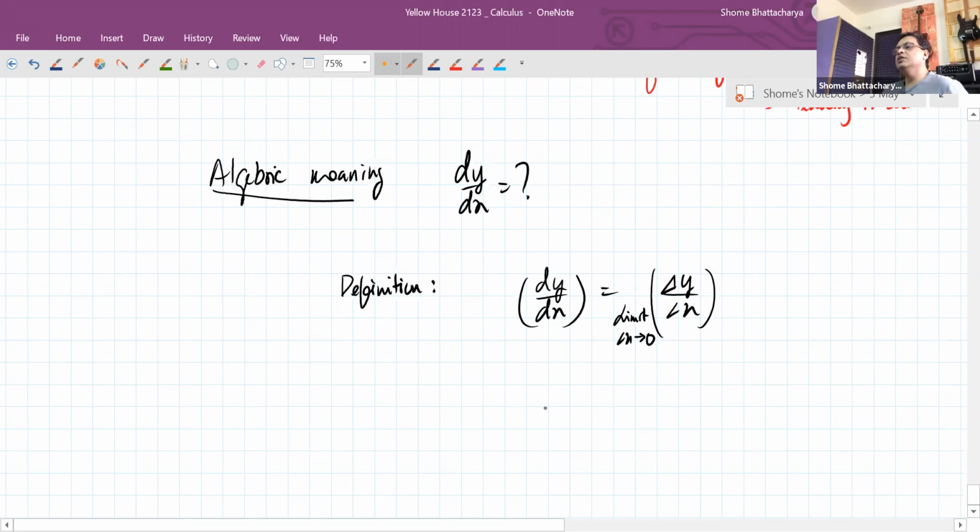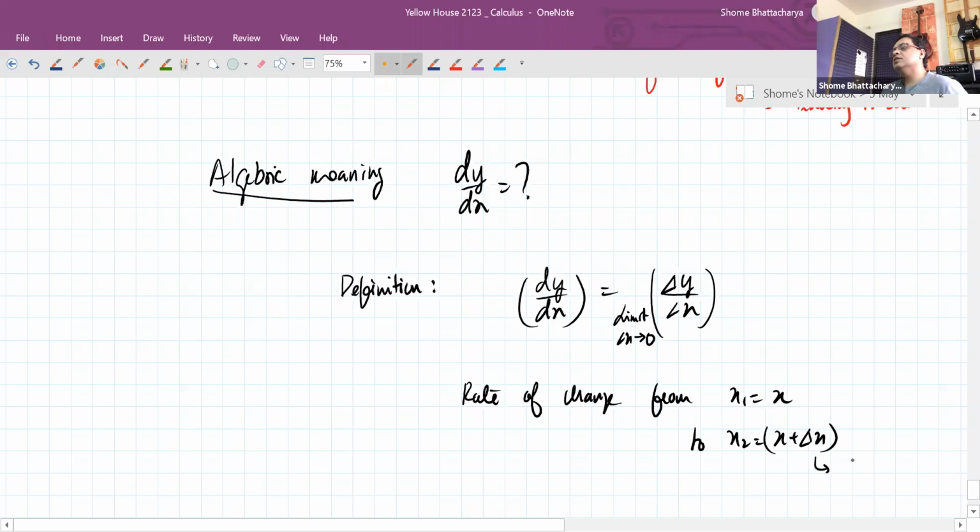Okay. So what this means is that we are looking at rate of change from x1 equal to x to x2 equal to x plus delta x, but that delta x is so small that it is tending to 0. Okay. So here we use another term, that dx is equal to limit delta x tending to 0 delta x.